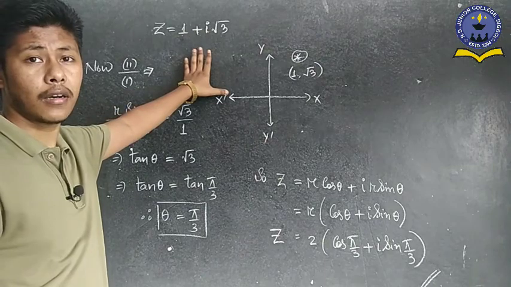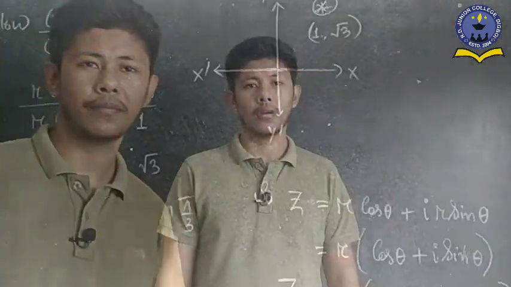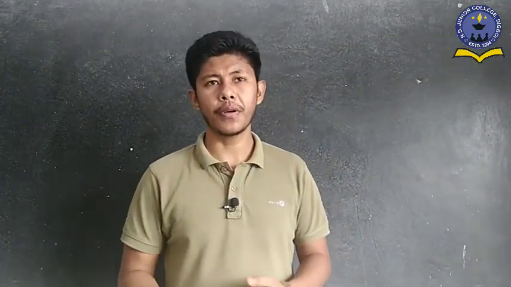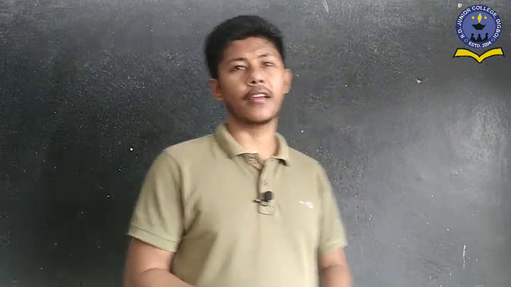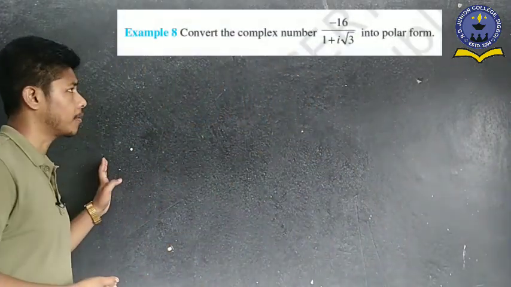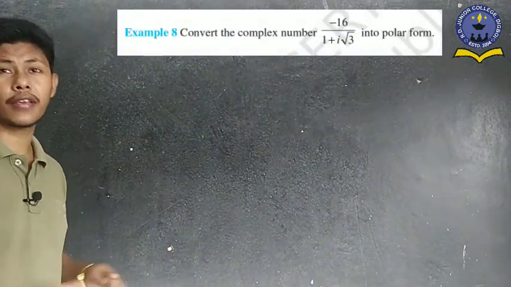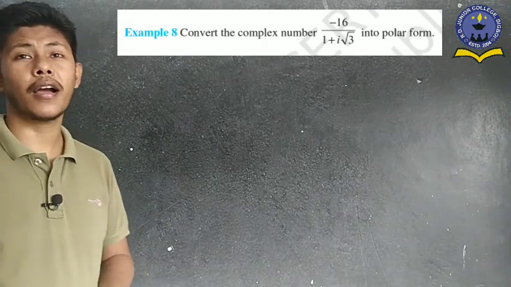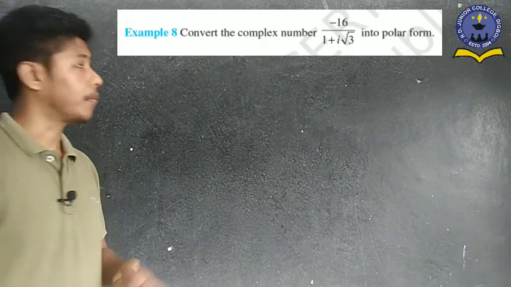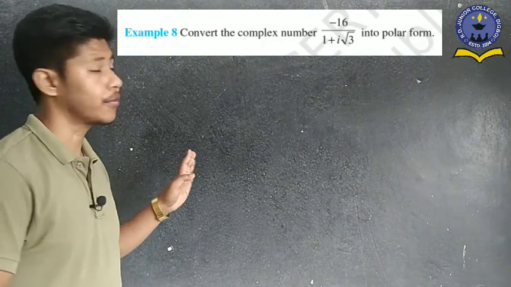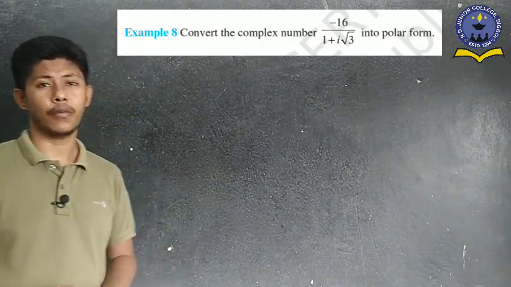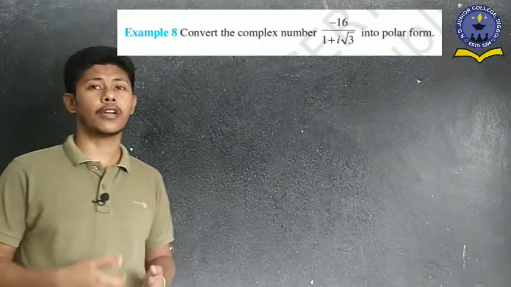Is it clear? Okay. If we consider the next example given here: convert the complex number minus 16 by 1 plus i root 3 in polar form. So we have to convert this complex number into polar form.